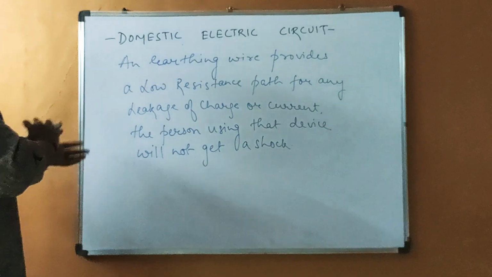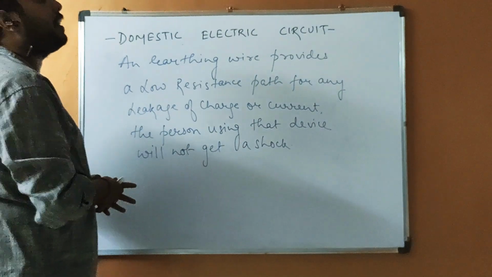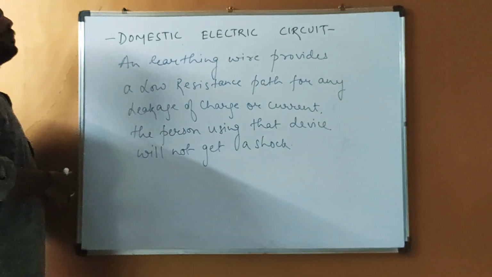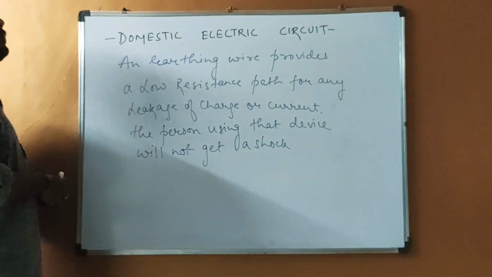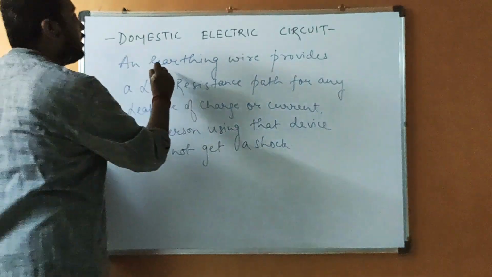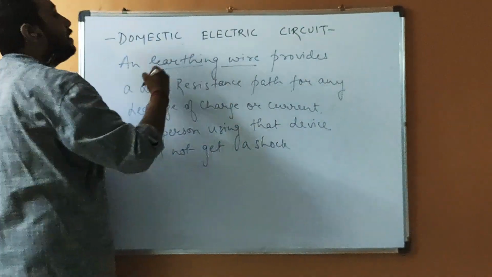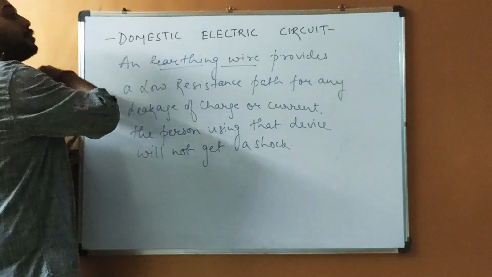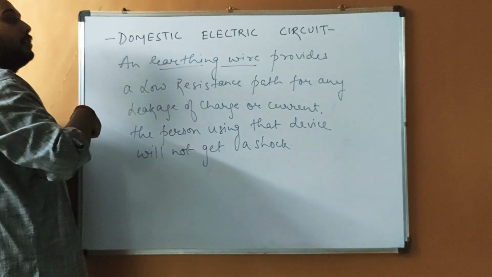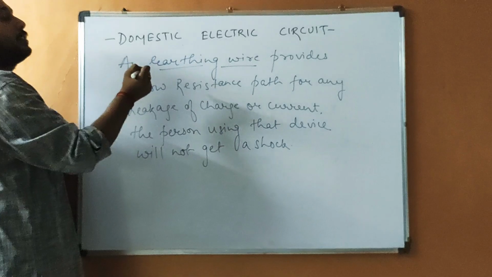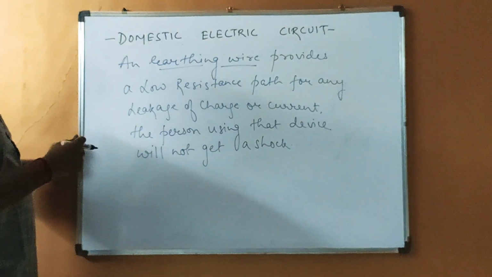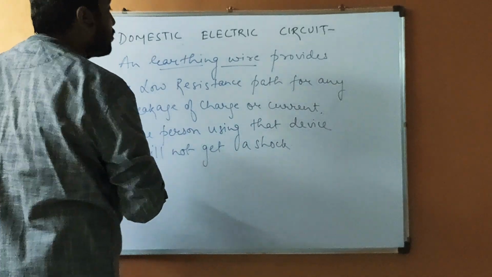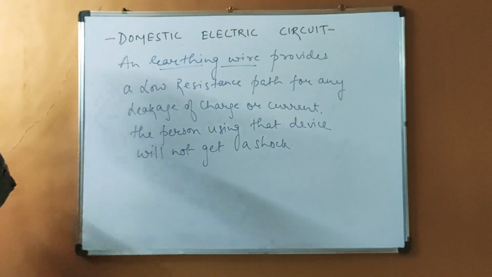Again I am repeating, if somehow the live wire touches the metallic body, the current will flow into the body and the person using it will get a shock. But if there is an earthing wire, it will collect that current and the current will flow into the earth by that plate. I have drawn that plate and earth here. The person using it will not get a shock.